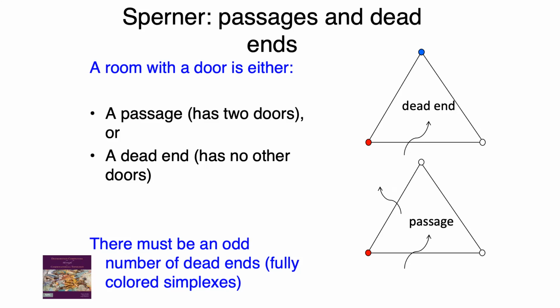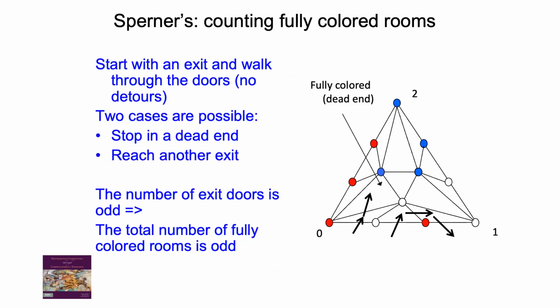Or you exit, leave the house through another door. So you go through some sequence of rooms, and you leave the house. Okay, so this is what's happening here. For example, in this case, you have an odd number of doors. Here it's exactly 3, because every simplex here has two distinct colors.